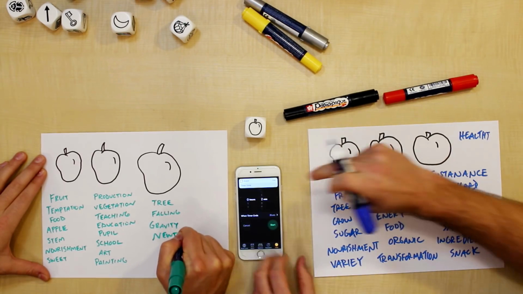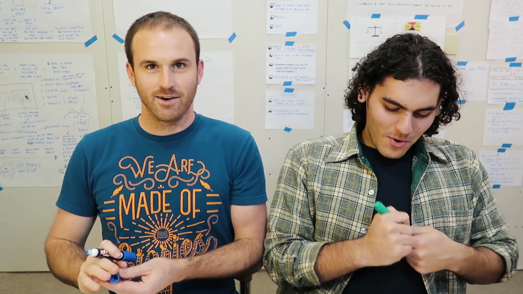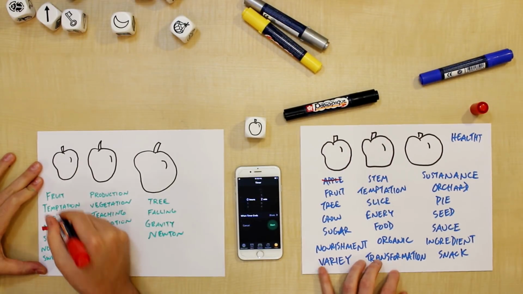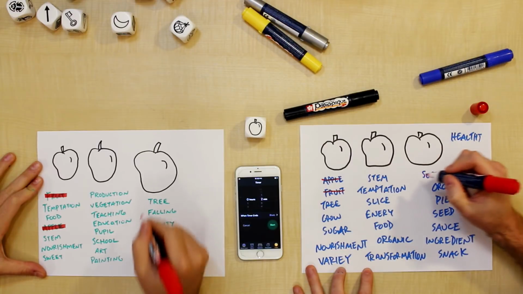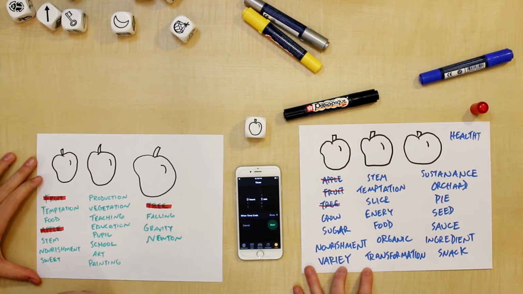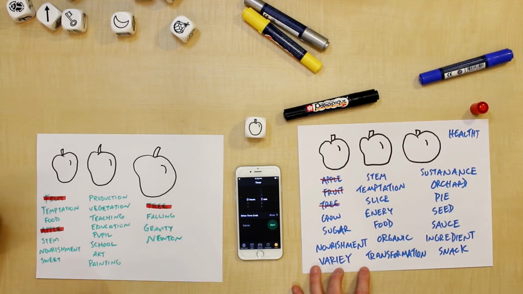And stop. Woo! And it all comes down to this, folks. Round 4, Doug down by 1. First off, apple. Yep. Fruit. Yep. Tree. Yep. Grow. Dang it. I do not have grow. Sugar. No. Nourishment. Yes.